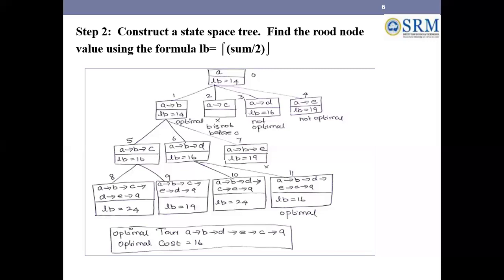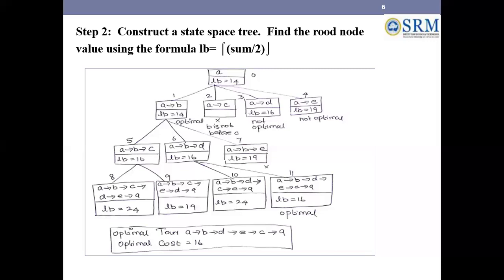Like that, from 6, there are two possibilities. A to B, B to D. From D, he can go to C or E. That is node 10 and node 11. After visiting the node, the only one left out for 10 is E. For 11 the left out is C. So all nodes are visited. Finally, add the starting node. So find out the lower bound value.